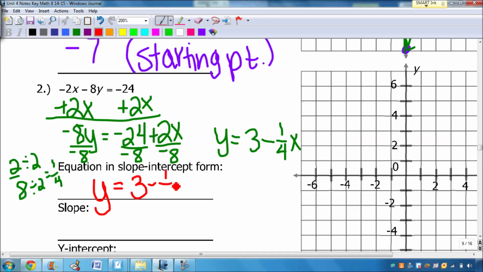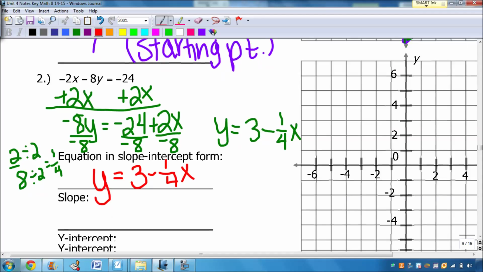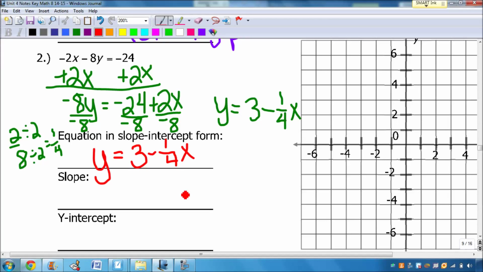minus 1/4 x. Now, this is where I'm scared you're going to get a little bit confused. So if you don't understand this, make sure you rewind it and rewatch what it is that I'm saying. The slope, a lot of people will look at this and think the 3 is the slope because it's the first number. But remember, the equation is y equals mx plus b. And whatever the coefficient is in front of the x is going to be your slope. So in this example, the slope is not 3, it's actually negative 1/4. Okay, so it's negative 1/4.